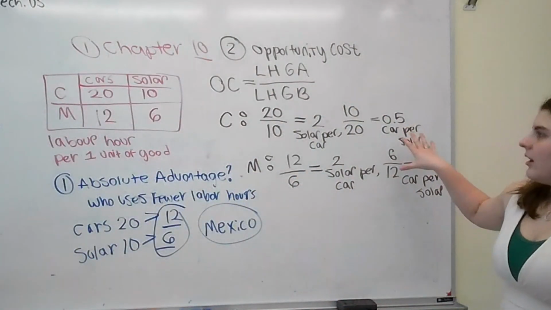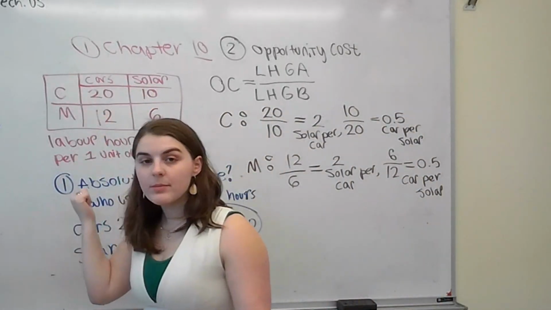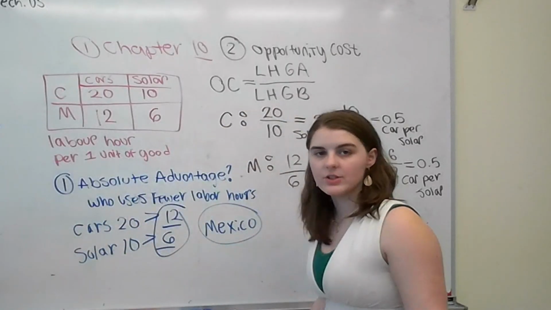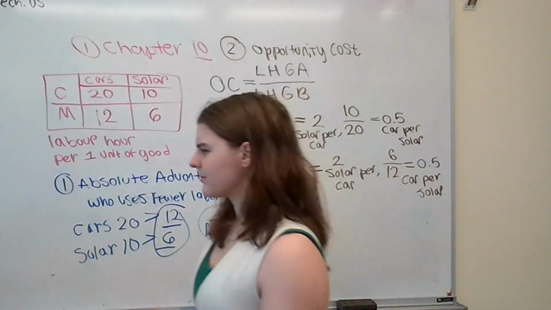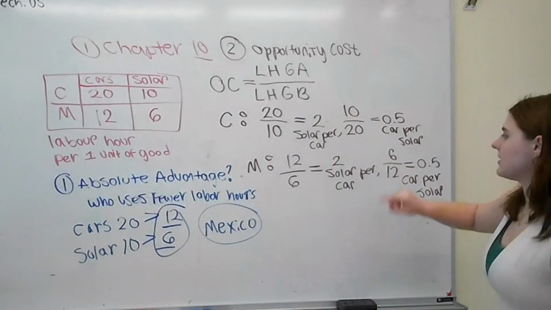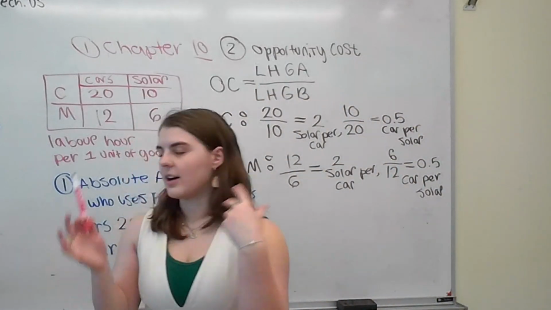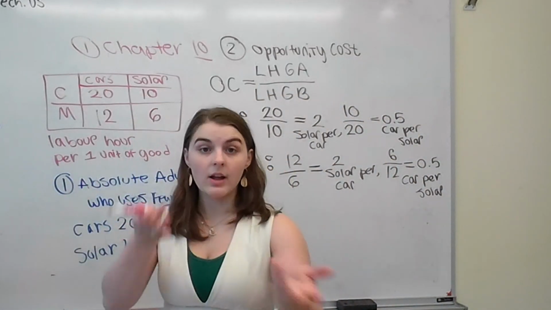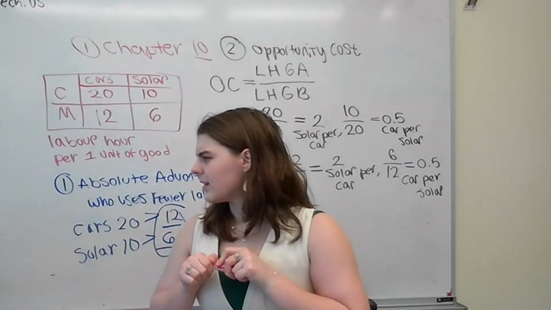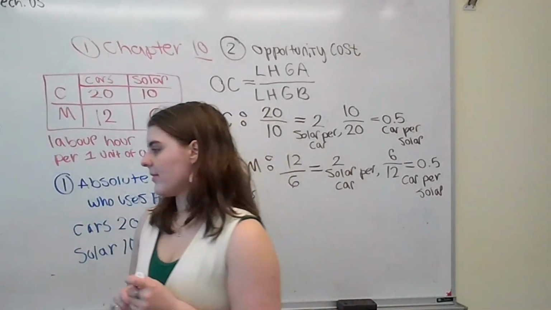Well, it takes Canada a little bit more time to produce things, but the opportunity cost of one thing versus another is still the same. So both countries have that identical opportunity cost, right? This is the same as this is the same as that. So neither country has a comparative advantage when it comes to labor hours, but there is some kind of benefit in the amount of resources that they allocate.